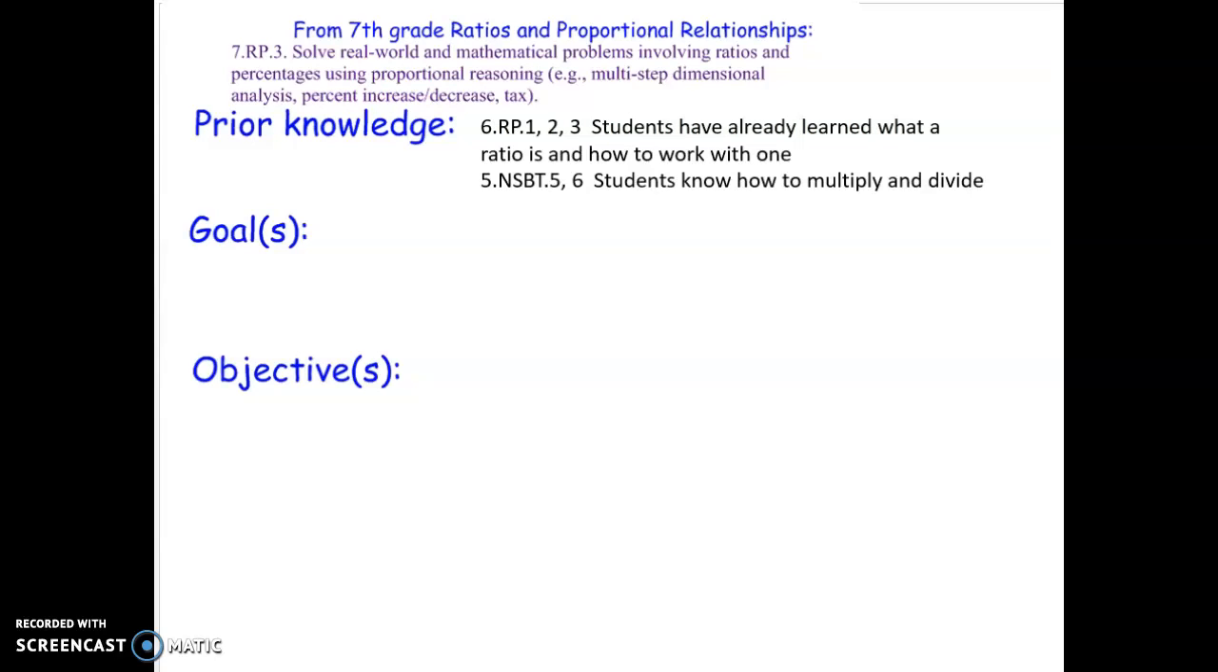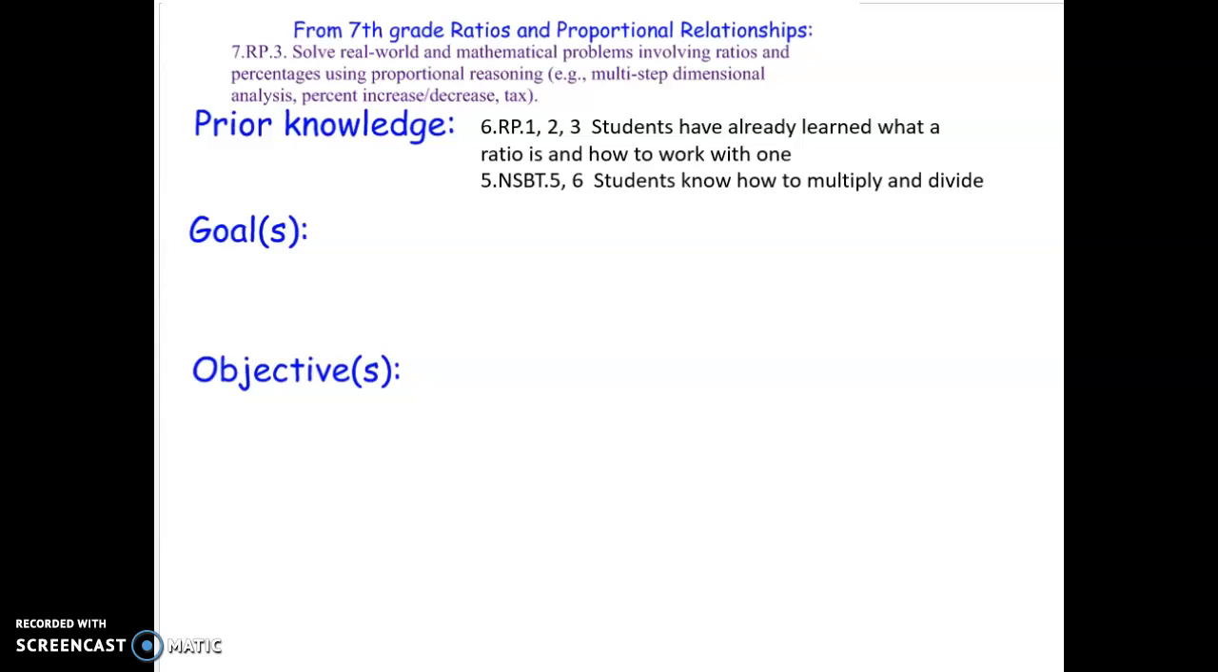All right, so that's what I chose for my prior knowledge. I picked some 6th grade standards and some 5th grade standards. Notice that I listed out the standard number and I also made a sentence about what the students know. So from those 6th grade standards, students have already learned what a ratio is and they know how to work with one to some extent. Obviously, 6th grade was their introduction, so they're not perfect at it, but they have at least been introduced to it, and that is something that they have in their toolbox.